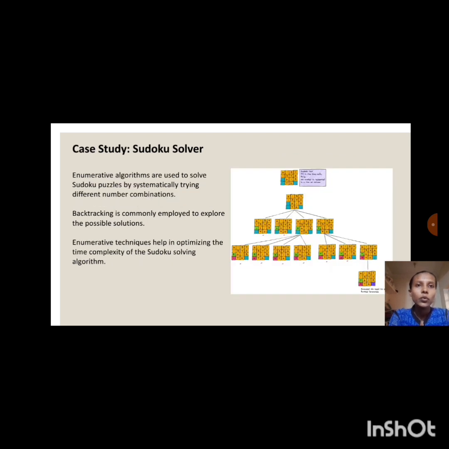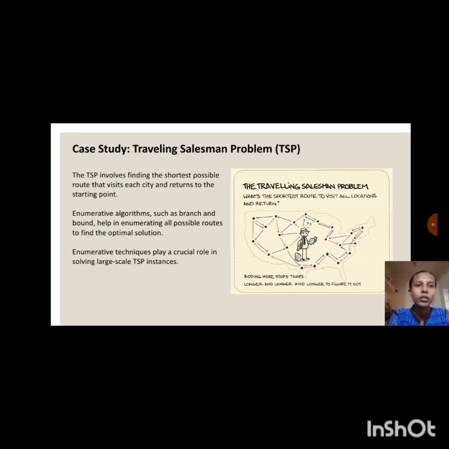Case study of Sudoku solver. Enumerating algorithms are used to solve Sudoku puzzles by systematically trying different number combinations. Backtracking is commonly employed to explore the possible solutions. Enumerative techniques help in optimizing the time complexity of the Sudoku solving algorithm.